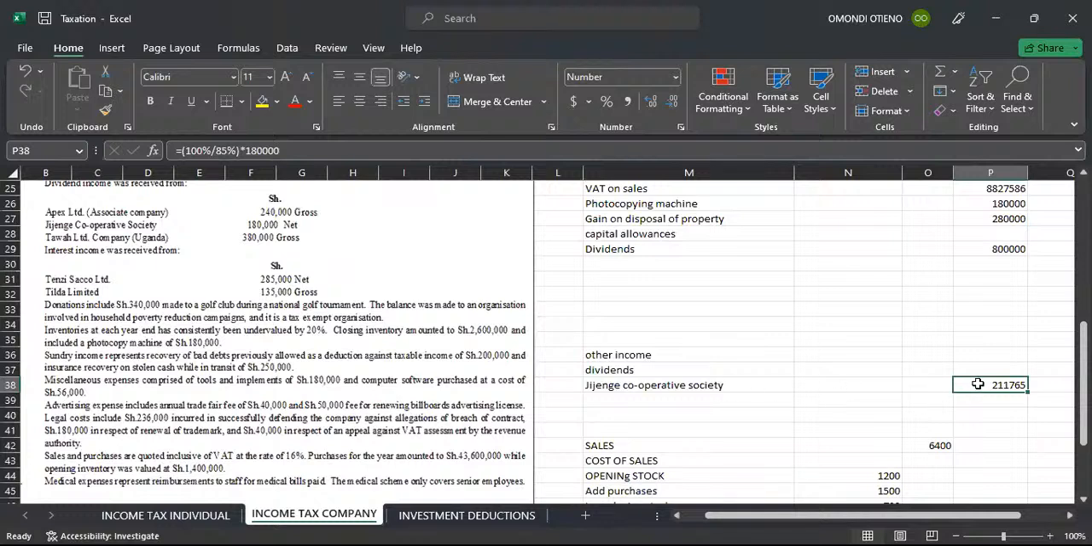That original value, we are adding it here because we deducted it, the entire amount. The entire amount was deducted.